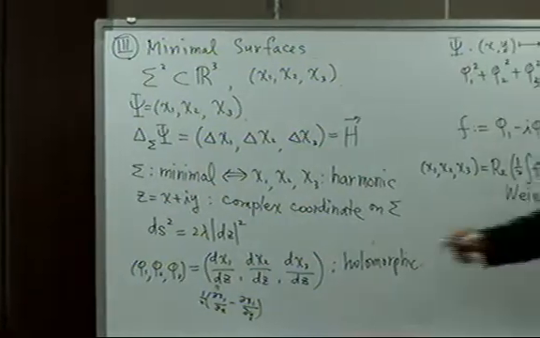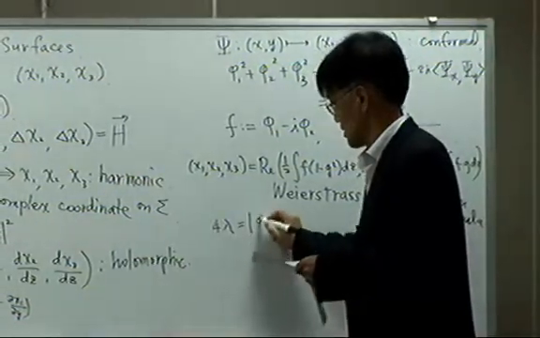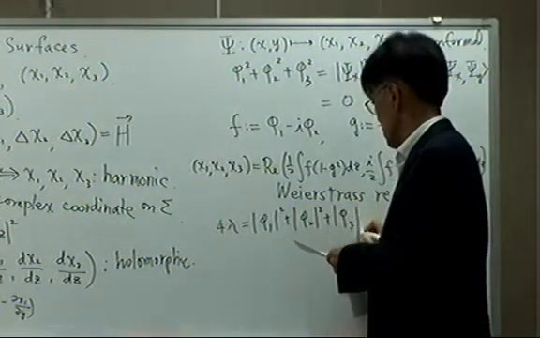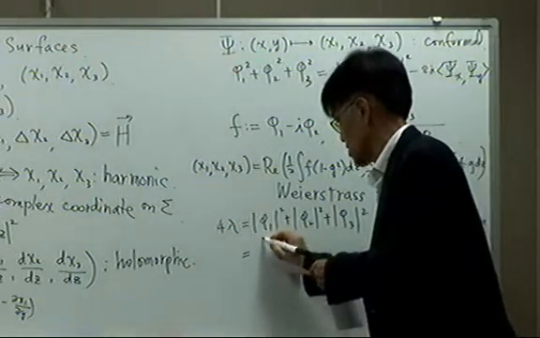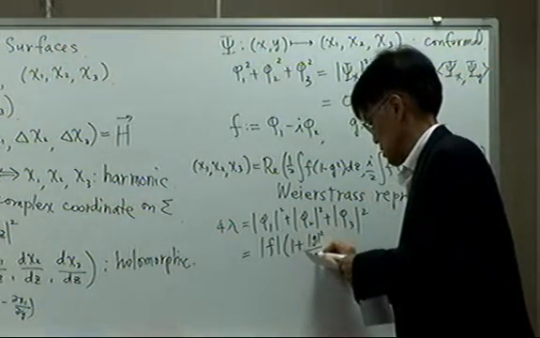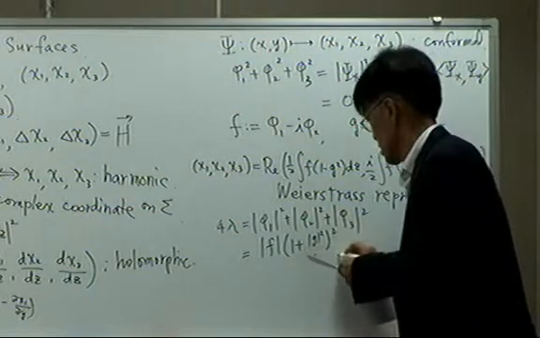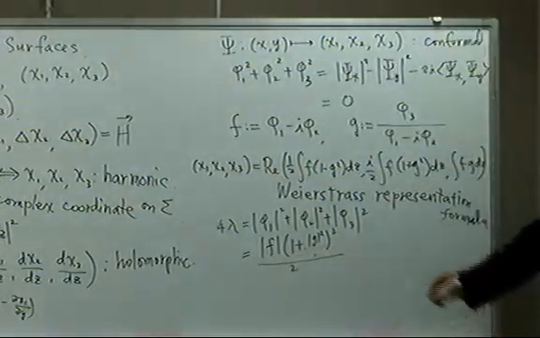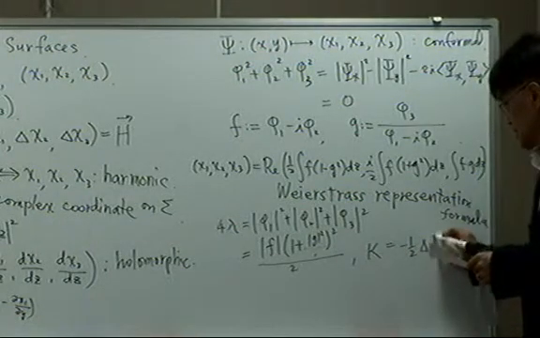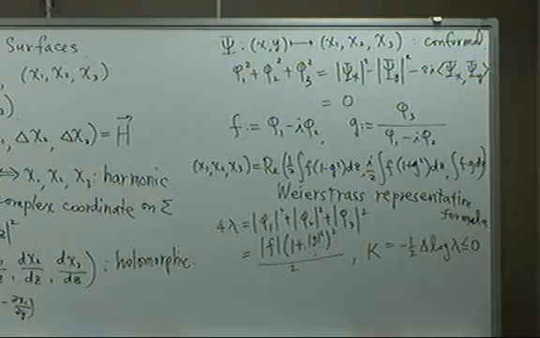Okay. Then the conformal factor 2 lambda, and 4 lambda equals actually the length of phi1 squared plus phi2 squared plus phi3 squared, which, in terms of f and g, is the length of f times (1 plus the length of g squared), over 2. Okay. And the Gaussian curvature of the minimal surface is minus 1/2 Laplacian log lambda, which turns out to be negative or non-positive. Right?